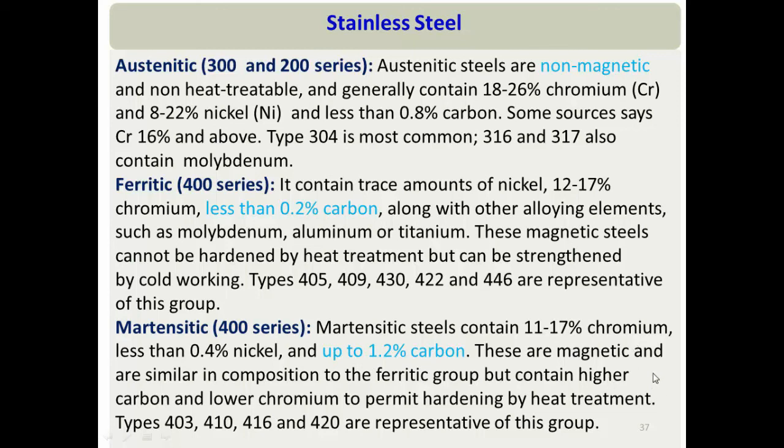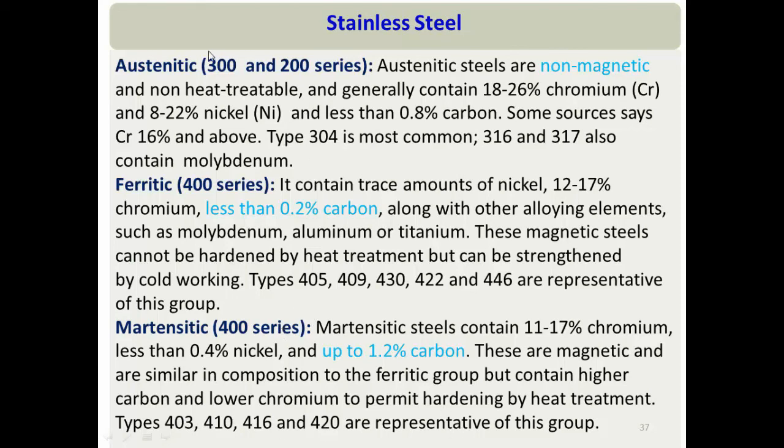These are also magnetic in nature, and they can be heat treated, so they can be hardened by heat treatment, because they contain a high amount of carbon, and when heated they convert into austenite phase. So the heat treatment is possible here, and some examples are SS 403, SS 410. These are representative of this group.